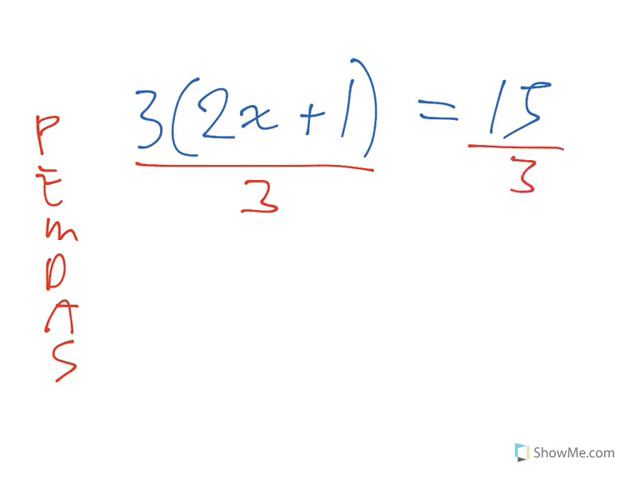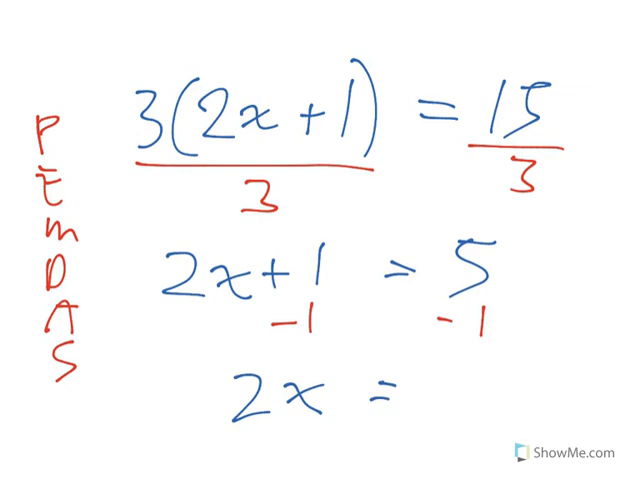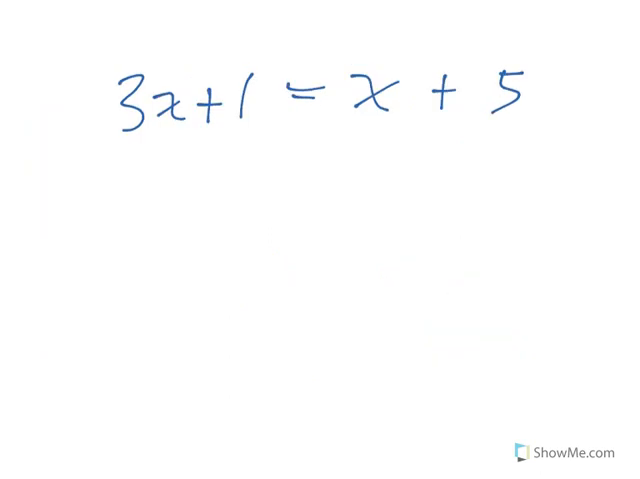What does that leave us with? 2x plus 1 equals 5. Now what do we do? You minus 1 from both sides, and that should give you 2x equals 4, divided by 2 equals 2. Did everybody get that?